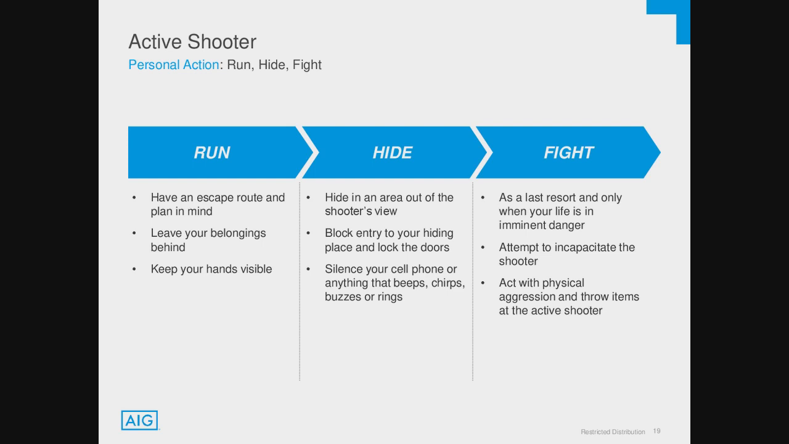Lock your entry and lock the doors, and silence your cell phone and anything that beeps, chirps, buzzes, or rings. Shut it off. Leave it where you were. And then, as I said, as a last resort, when your life is in imminent danger, you have to fight. Your survival instincts will kick in, and you'll do what you have to do. But it's better to think this through and have it committed in your memory and understand that this is what I'm going to have to do to survive, to save myself, my parishioners, and my family. Then you're going to do it.